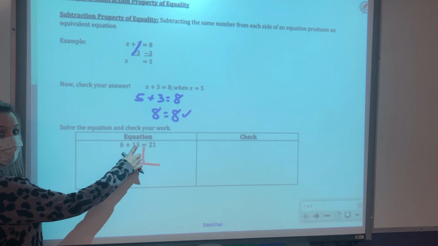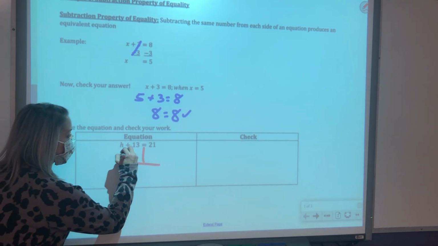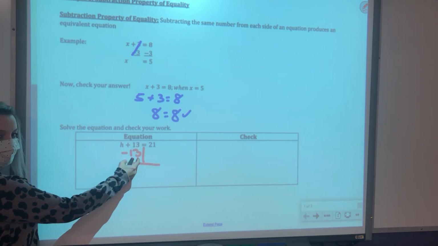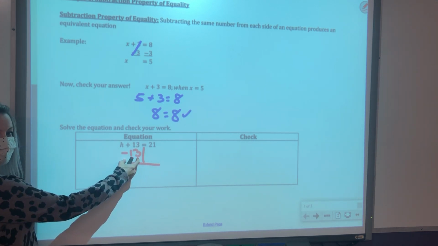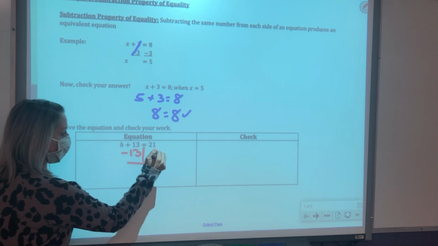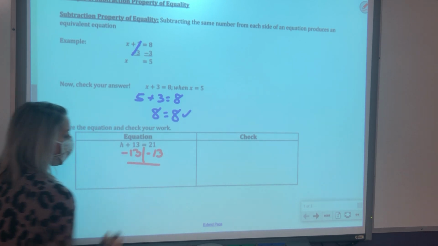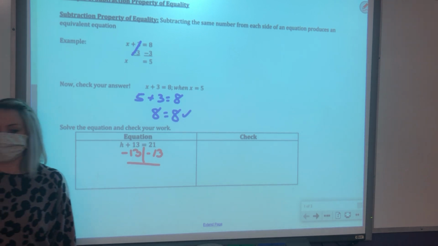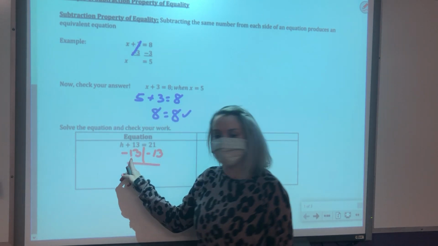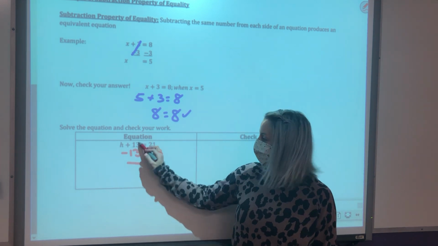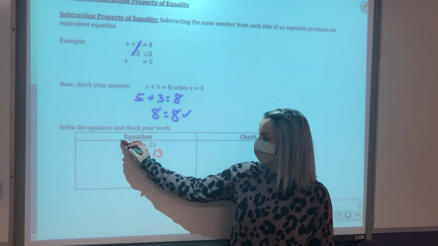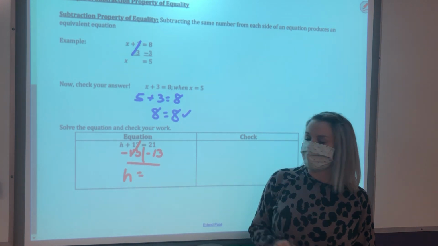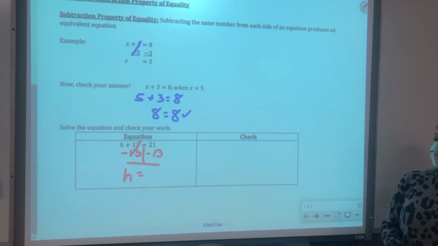What's the inverse of adding 13? Subtracting 13. So I'm going to subtract 13 on this side. If I subtract 13 on this side, I need to do it on my other side. So 13 minus 13, that cancels out. So what am I left with? h equals, and then 21 minus 13.